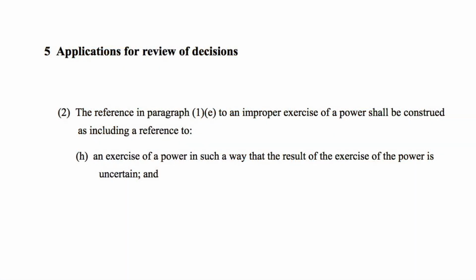Now at last we come to our final ground for review, uncertainty. Section 52H of the ADJR Act says that an exercise of power is invalid if it occurs in such a way that the result of the exercise of power is uncertain. Now, you've already met this concept of uncertainty when you did contract law. At law, something is uncertain if no reasonable meaning can be attached to the words, or if some crucial aspect of the decision is left out.